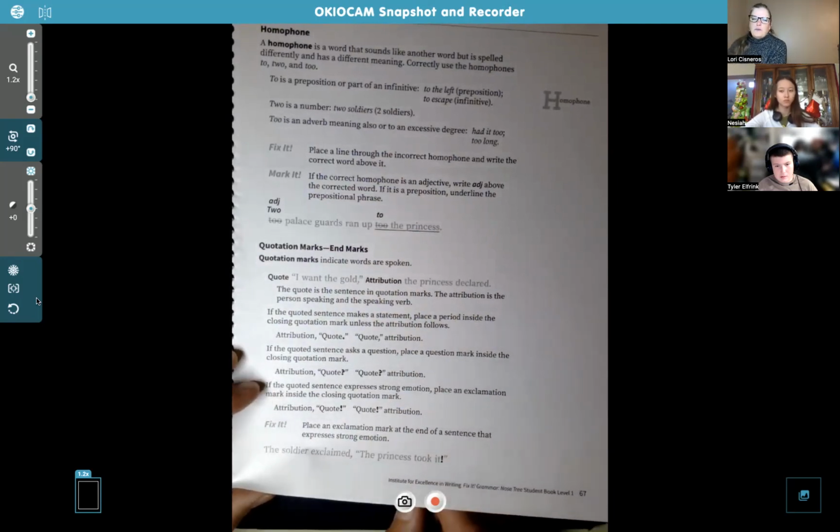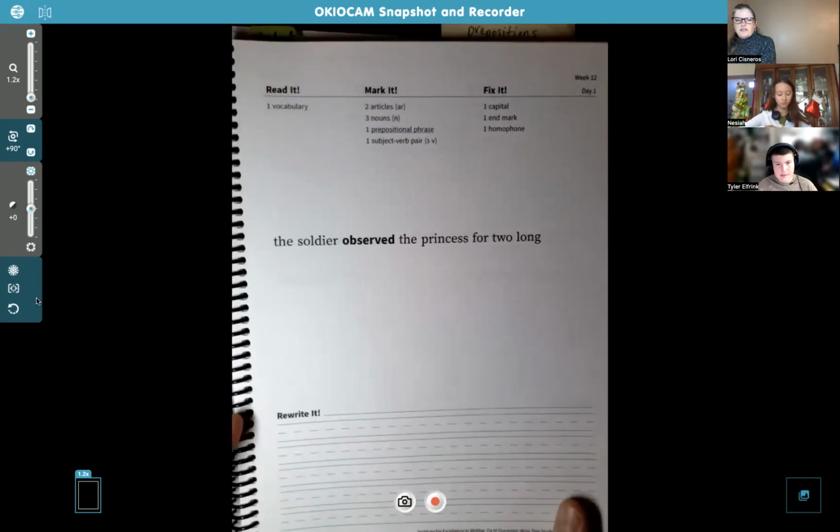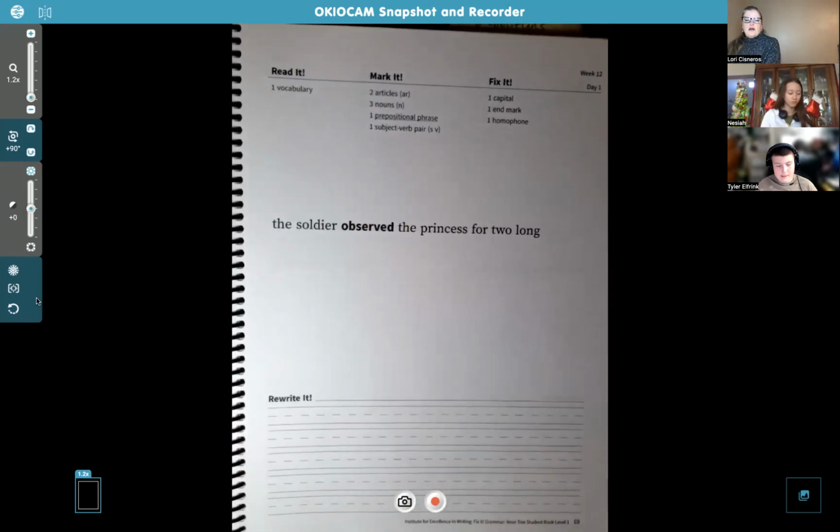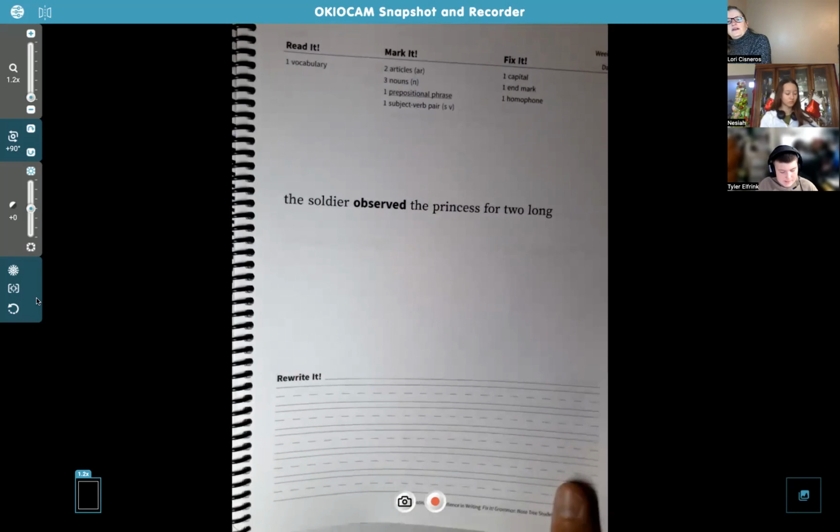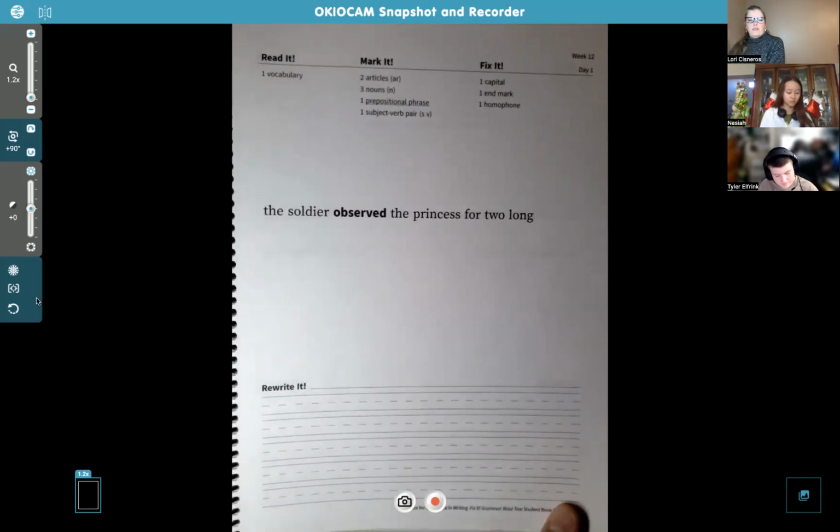Any questions about this page? No? Okay. Let's go to the practice. It's pretty short, which is nice. Nisaya, could you read it for us, please?